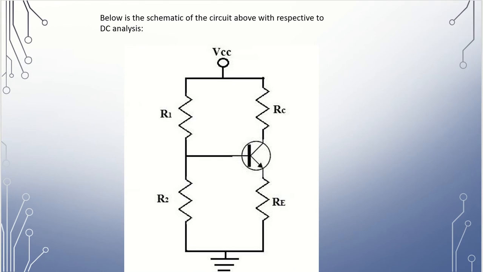Below is the schematic of the circuit above with respect to DC analysis. Collector voltage Vcc, collector resistor, emitter resistor, resistor 1 and resistor 2.